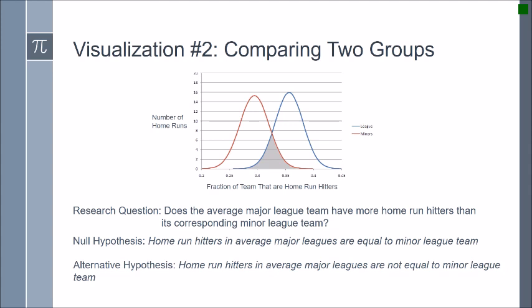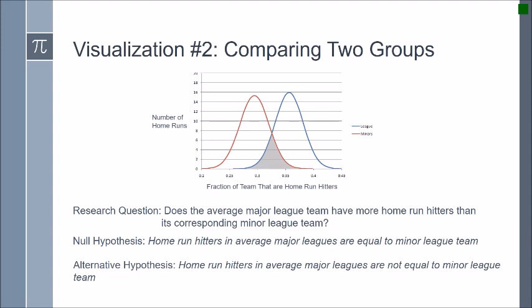Okay, visualization 2 is comparing two groups. Here we can see on the x-axis there is a fraction of teams that are home run hitters, and on the y-axis we can see the number of home runs. In the blue bell-shaped curve, we can see that these are the major leagues, and the red curve is the minor league teams.